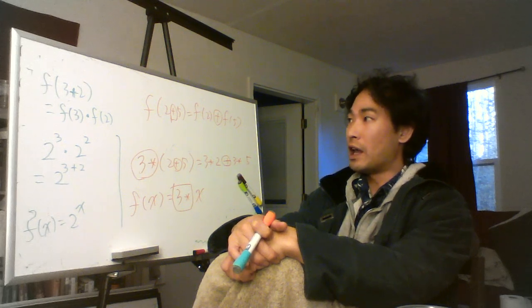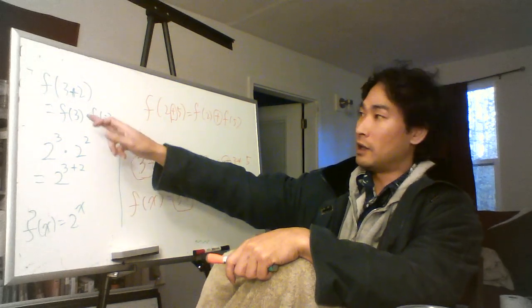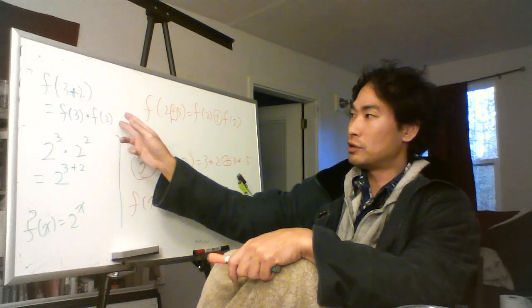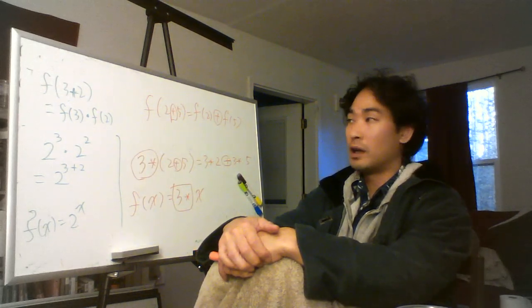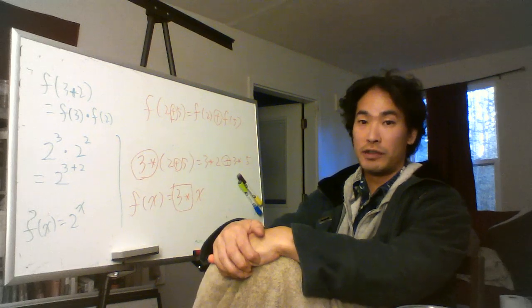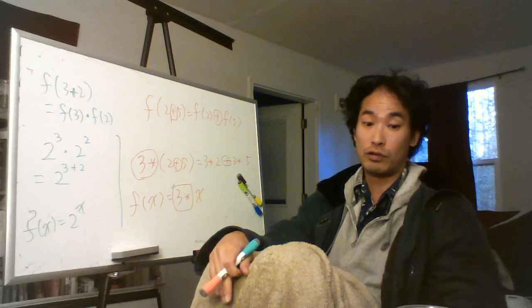Okay, we say a function is homomorphic over two operators if it kind of distributes, and these two operators don't have to be the same. Okay, that's our definition of homomorphism, which may not be the same as group theory's.